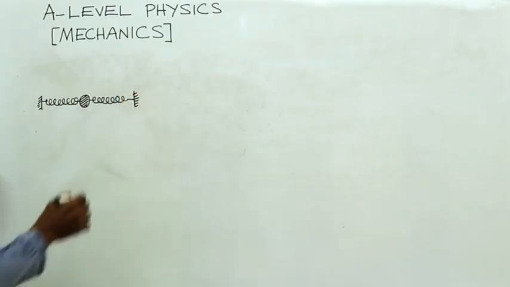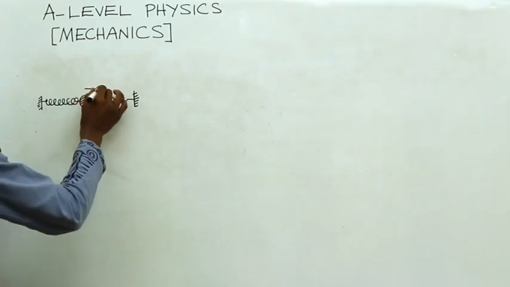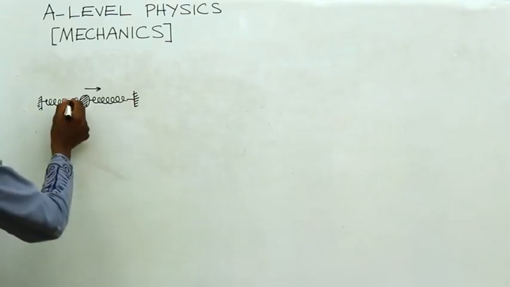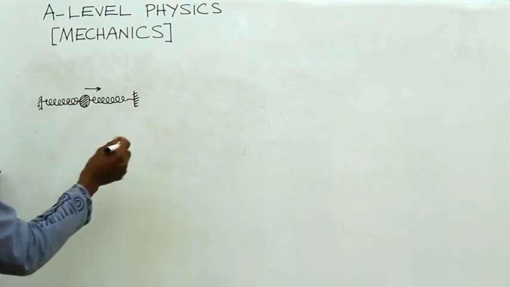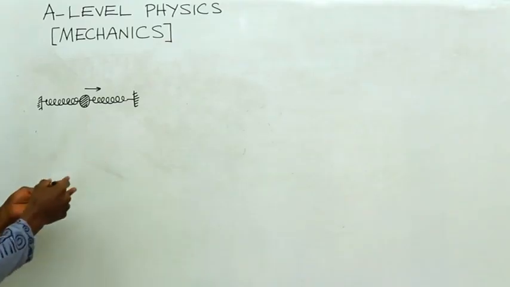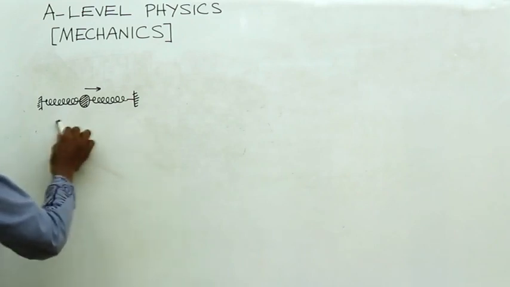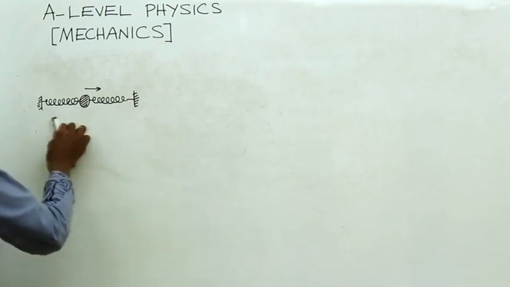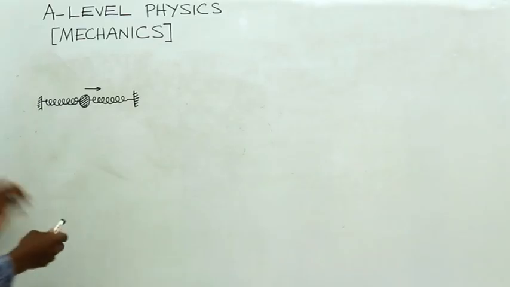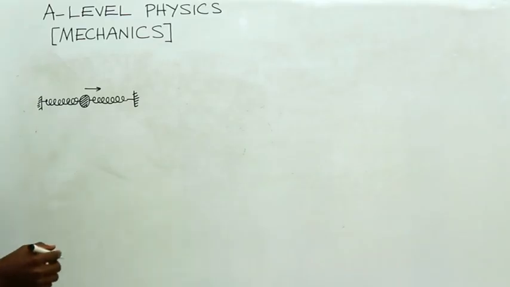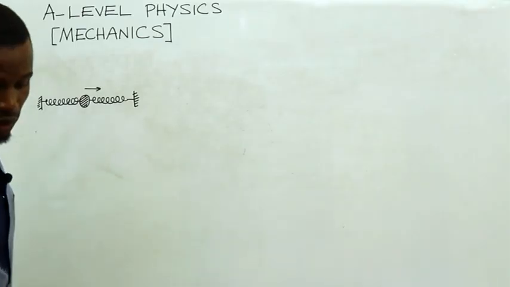If you displace it to the right, of course this is the equilibrium position. Displace it to the right and then you release it. It will start performing simple harmonic motion. It will oscillate like this, about a fixed position.